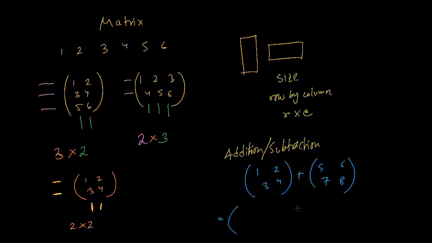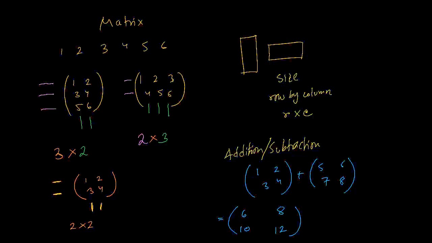So addition is fairly simple. We just add up the same positions. 1 plus 5 is 6. 2 plus 6 is 8. 3 plus 7 is 10. 4 plus 8 is 12. That's it. That's all there is to it.